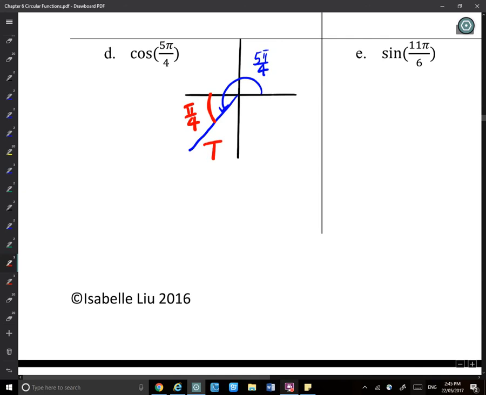This is the tangent quadrant, so cosine will be negative. Reference angle is pi over 4, so it's negative cosine pi over 4. So it's negative root 2 over 2.